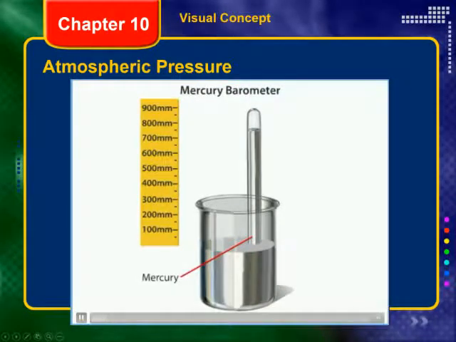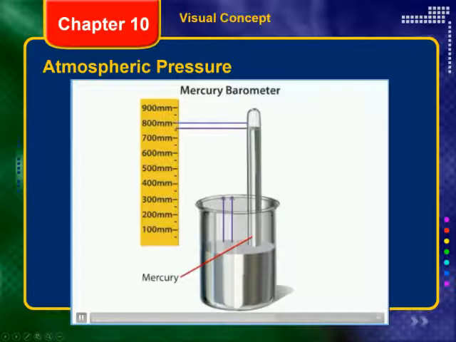Atmospheric pressure is the pressure caused by the weight of the atmosphere. Air pressure changes with altitude and can be measured with a mercury barometer. The height of the mercury in the tube indicates the atmospheric pressure in millimeters. If the atmospheric pressure increases, the air exerts more pressure on the mercury, causing it to rise in the glass tube. Thus, the mercury in the barometer rises with rising pressure.